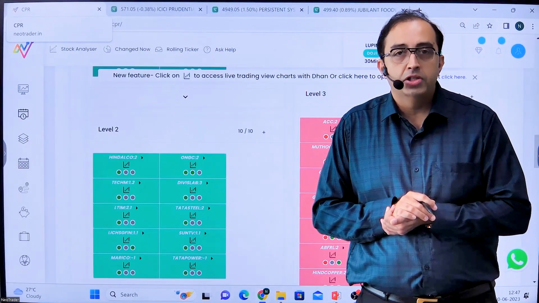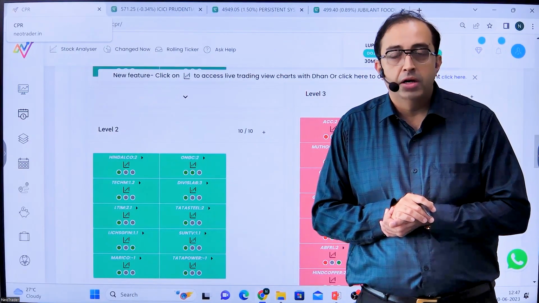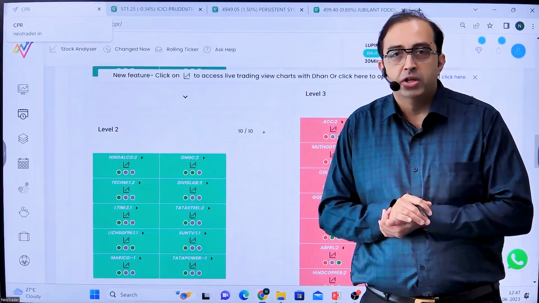All right. So now what we have seen is using the level 1 approach. Let's go and check out how can we find out some trades using the level 1.